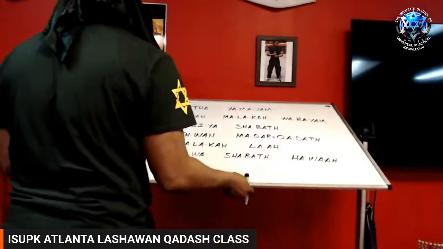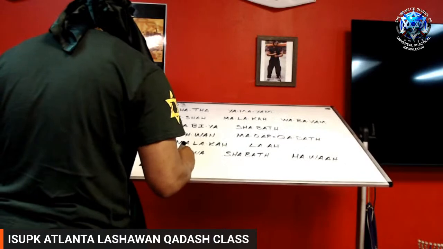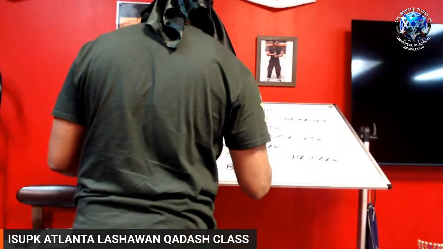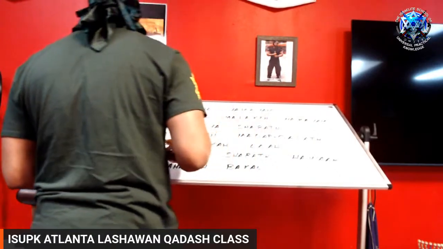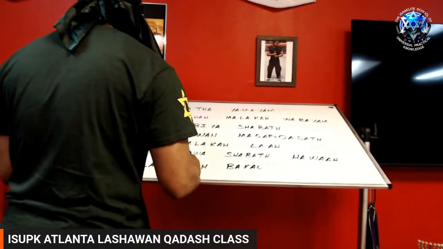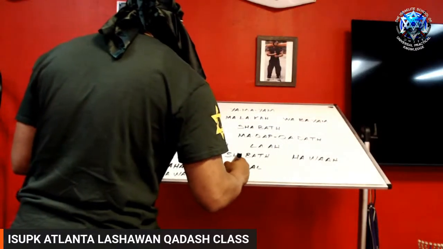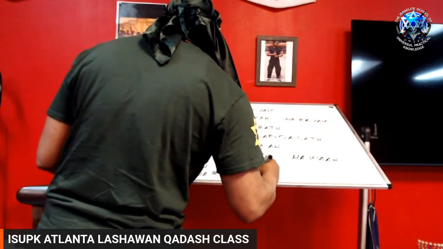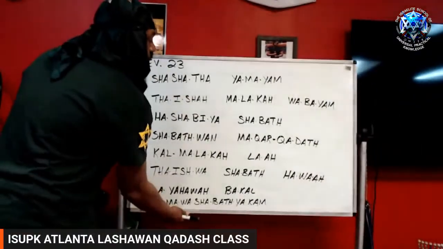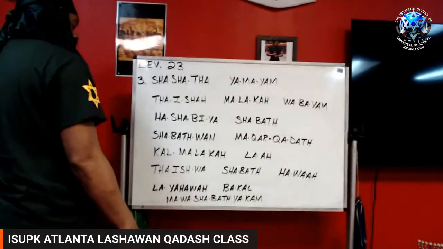Clock is almost done. All right, so, young man Charles, you did pretty good. Pretty good reading this. All right. So, here we go. Now, young man Gabriel, read for me the English again. This is the book of Leviticus, chapter 23, verse 3.